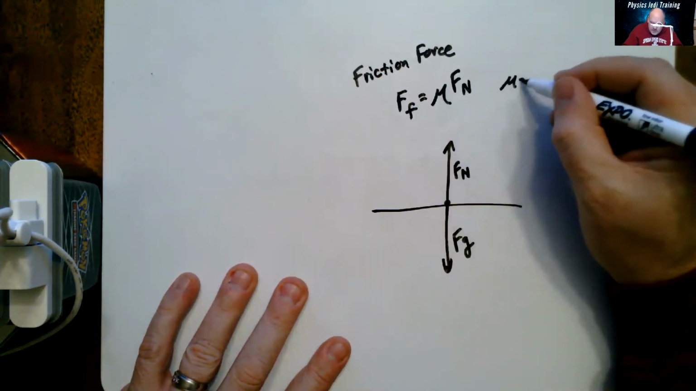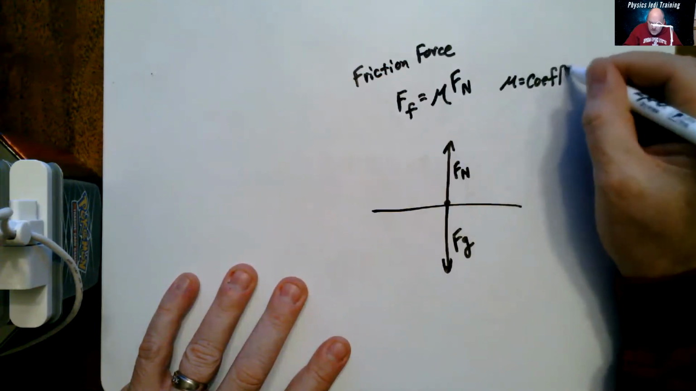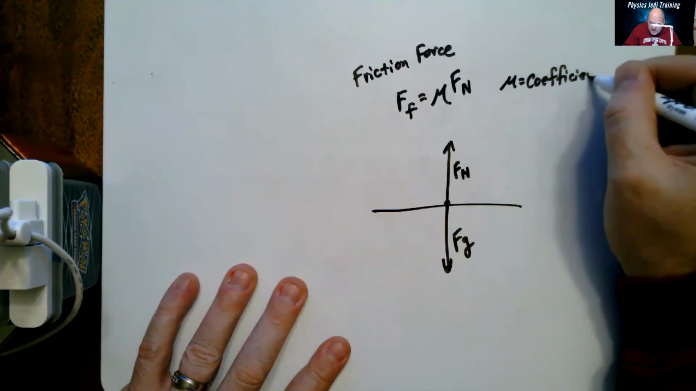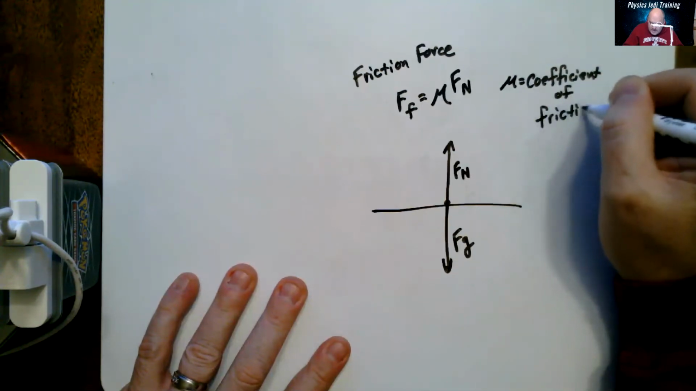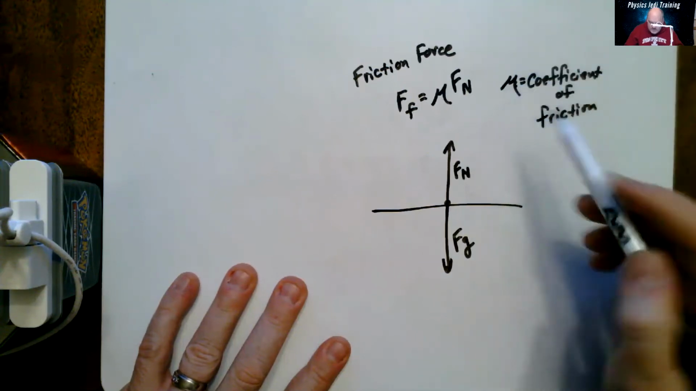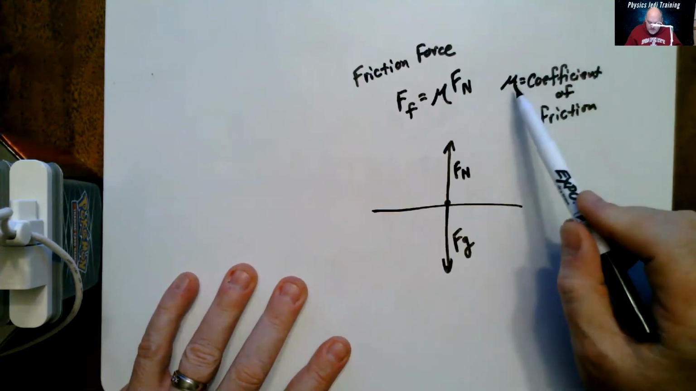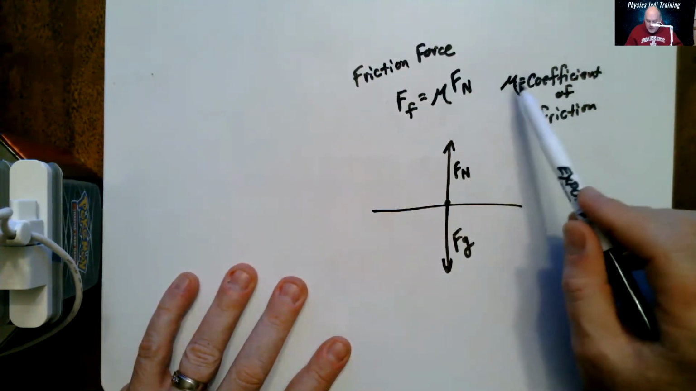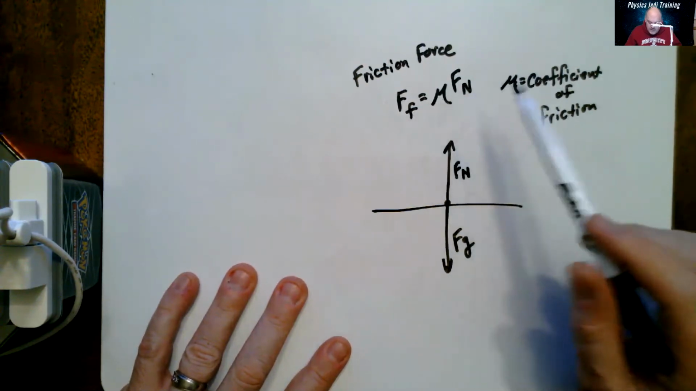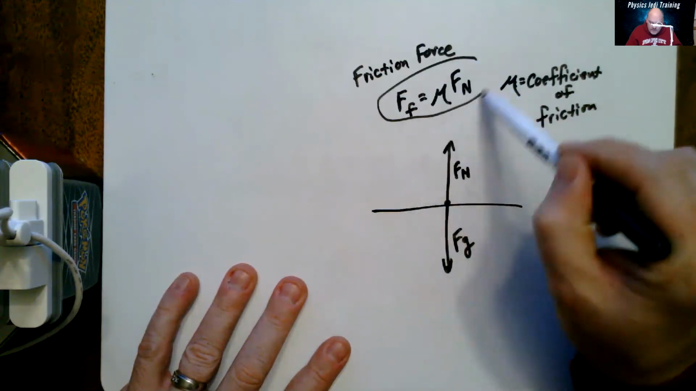What is mu? Mu stands for the coefficient of friction. Okay, it's not friction. It's called the coefficient of friction. Sometimes people start thinking, if I ask for friction, you're trying to think for this. No, you're trying to find friction, which means you need to find mu and multiply it by the normal force. This is the equation to find friction.